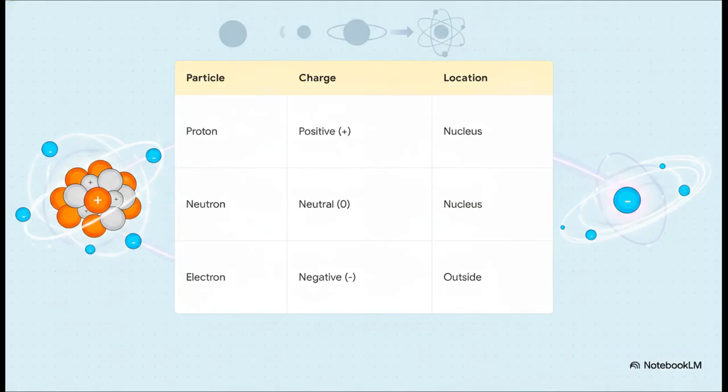But if we zoom in even closer, we hit the subatomic level. And you probably know the drill here. We've got positive protons and neutral neutrons tightly packed right in the center, the nucleus. And they're surrounded by this buzzing cloud of negative electrons. The absolute vital takeaway here? Opposite charges attract. That electrostatic attraction is quite literally the fundamental glue holding our entire atomic world together.